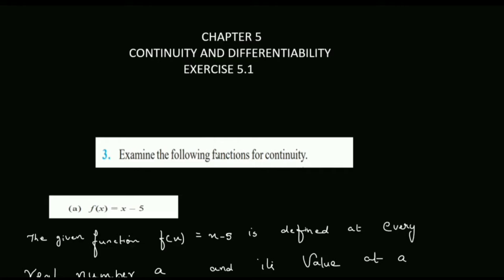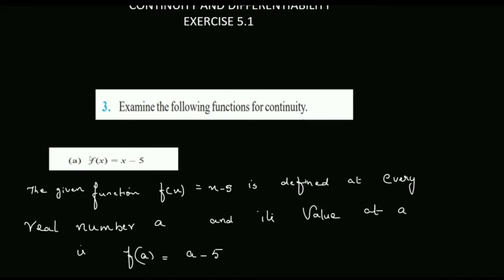Hello students, today we'll do exercise 5.1 from the chapter Continuity and Differentiability. Question number 3, examine the following functions for continuity. So f of x is equal to x minus 5. Here the point is not given, they have not mentioned any point here. So we have to take some point at random. So let us take that point as a. So we're going to check whether the function is continuous or not at the point a.